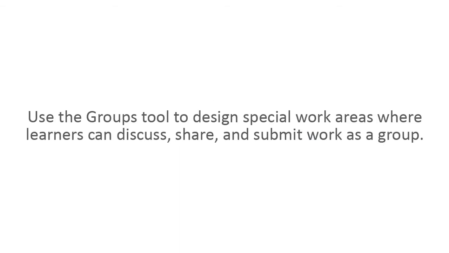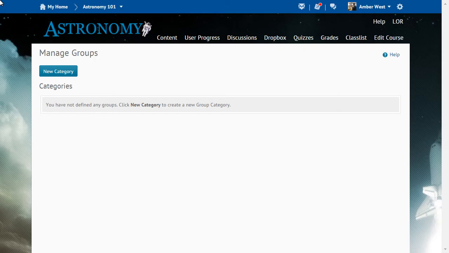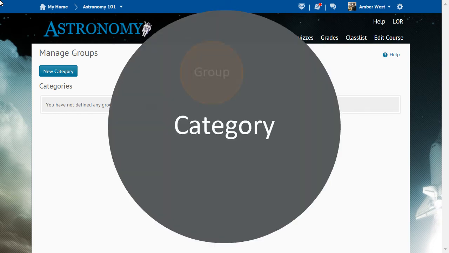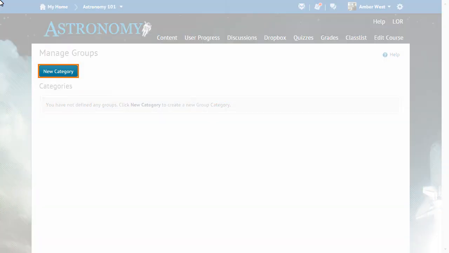Use the Groups tool to design special work areas where learners can discuss, share, and submit work as a group. This tutorial shows how to create groups in your course. The Groups tool allows you to create and edit groups and categories. Categories house collections of related groups. Groups subdivide the learners. To begin creating groups, from Manage Groups, click New Category.